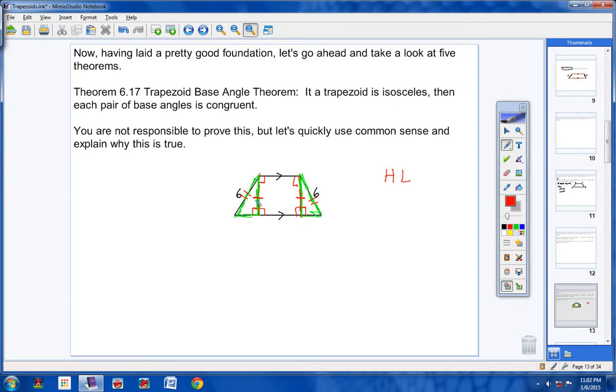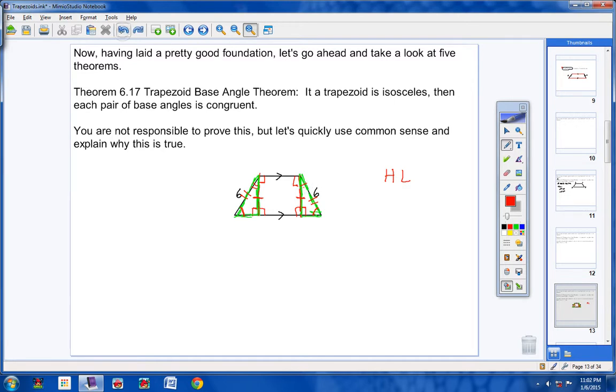So look. I have a hypotenuse here congruent to a hypotenuse here, a leg here congruent to a leg here. So that means this angle here has to be congruent to this angle here. And that means this angle here has to be congruent to this angle here. So I'm going to get rid of all this mess now, and we're going to look at the angles, okay?